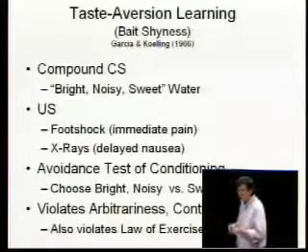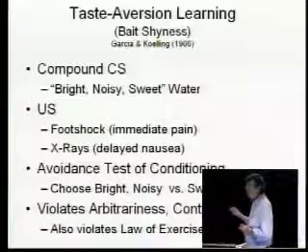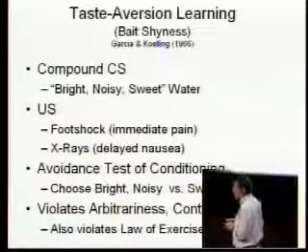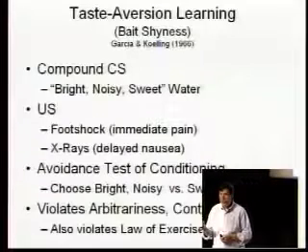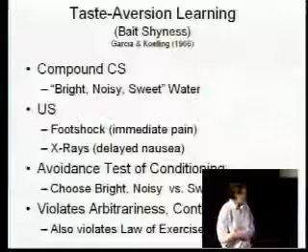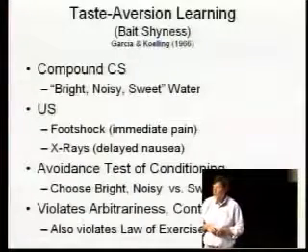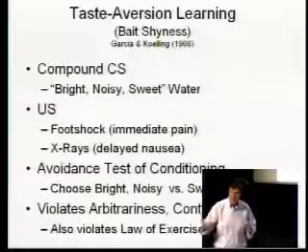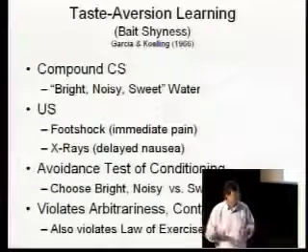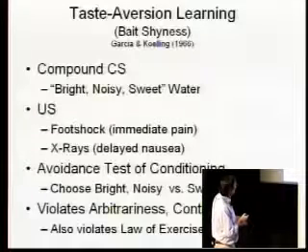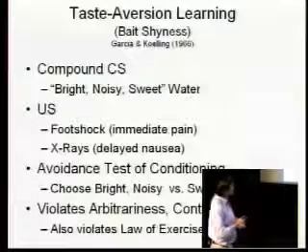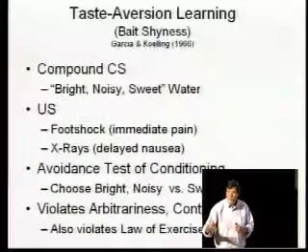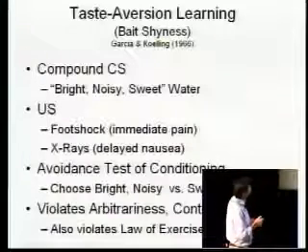The animals were allowed to drink this for a moment or two, and then they were exposed to one of two different kinds of unconditioned stimulus. One group of rats got foot shock after they started drinking, which caused them some immediate pain in the foot. Another group of rats was exposed to a mild dose of X-rays, which, after some interval, made them sick, made them nauseated. Okay? So the foot shock group got immediate pain in the presence of the bright, noisy, sweet water. The X-ray group got delayed nausea after some period of time, also in the presence of the bright, noisy, sweet water.